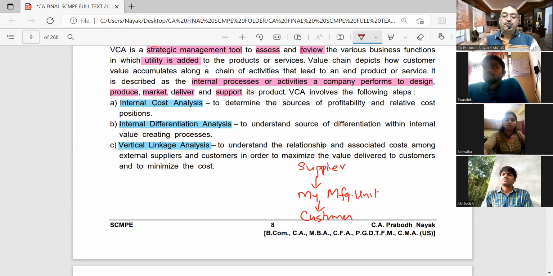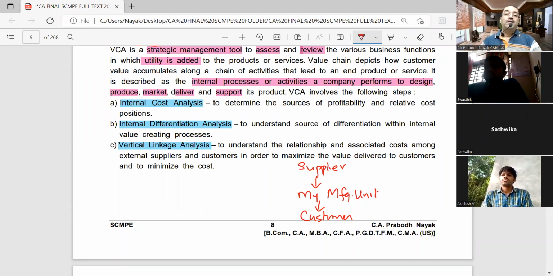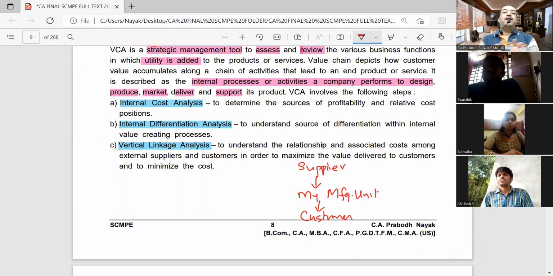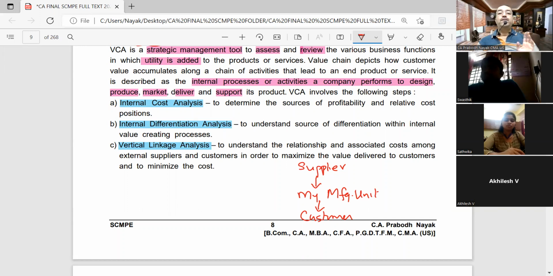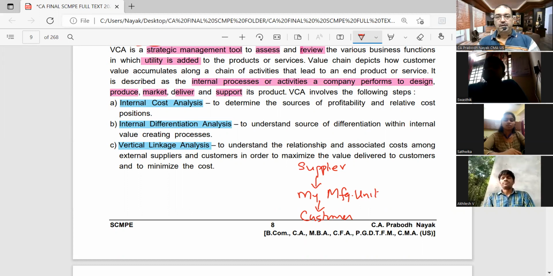So what is the relationship and the associated cost? The supplier has manufactured quality goods, but he does not have transportation to deliver the products to my factory. He does not know any transporter. So I will have to arrange for the transportation. And I will have to tell the supplier, look at this particular company. This is transporting goods from your place to my place. So I will have to arrange for the transportation, logistics.